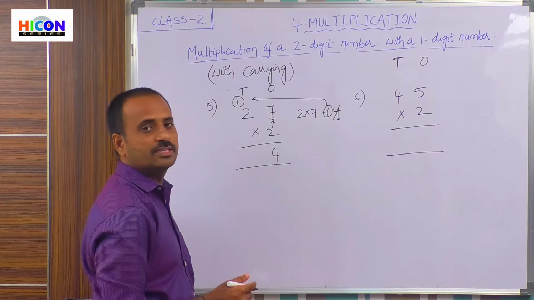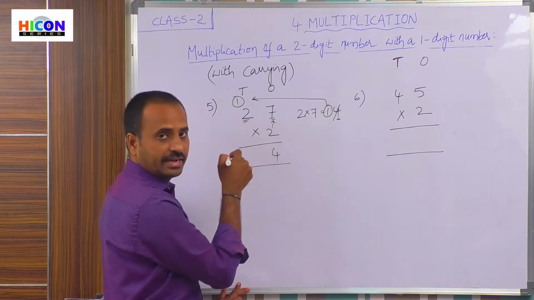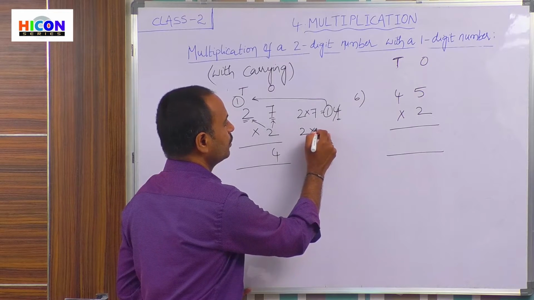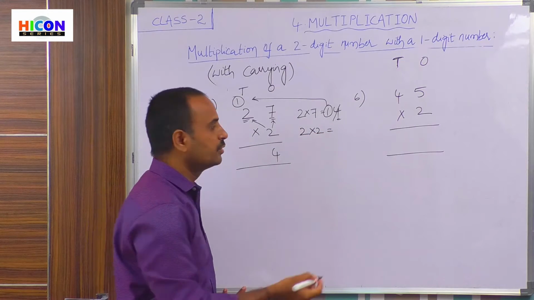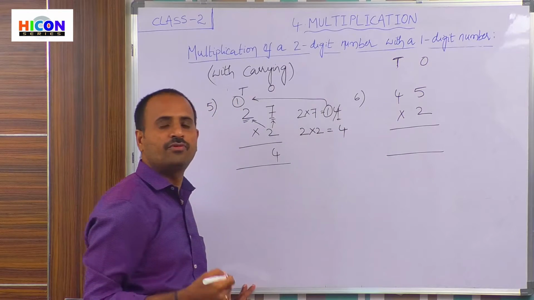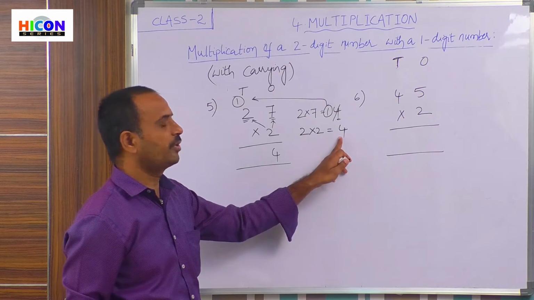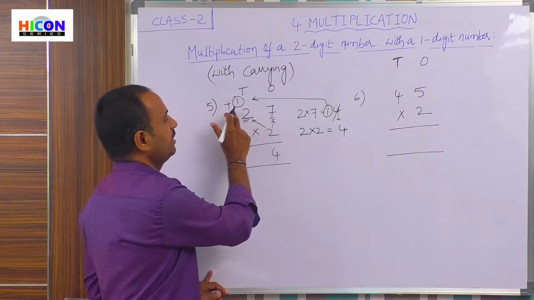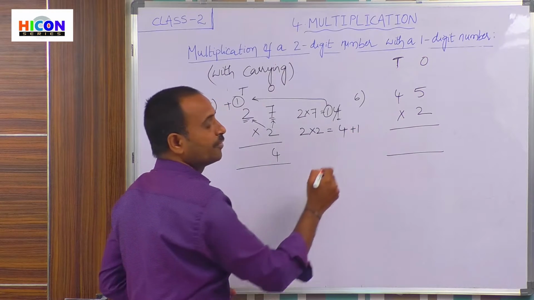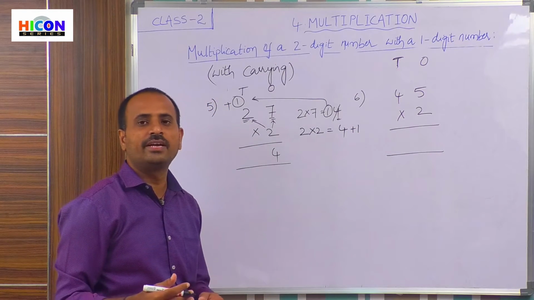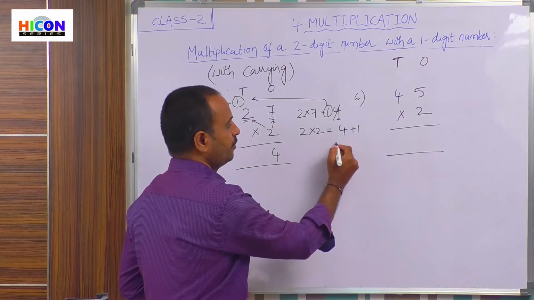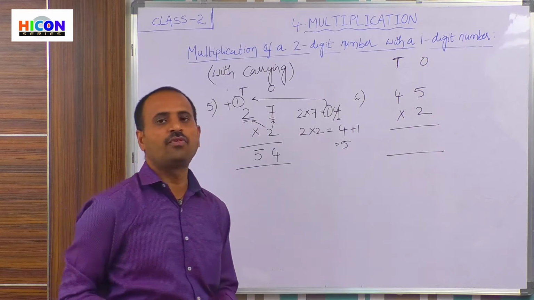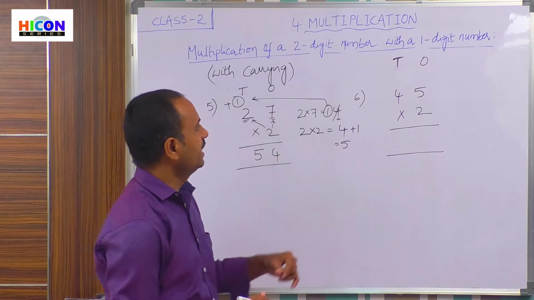What is present in tens place here? 2 is present in tens place. Multiply 2 with 2, that is 2 into 2. Children, how much are 2 2s? 2 2s are 4. And add the carried number to this product. What is the carried number here? 1 is the carried number. And add this 1 to the 4. So 4 plus 1, children, how much will you get? If you add 1 to 4, you will get 5. So write 5 under tens place. So the answer is 54.